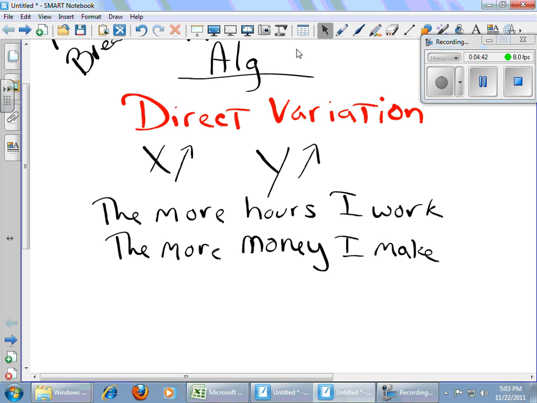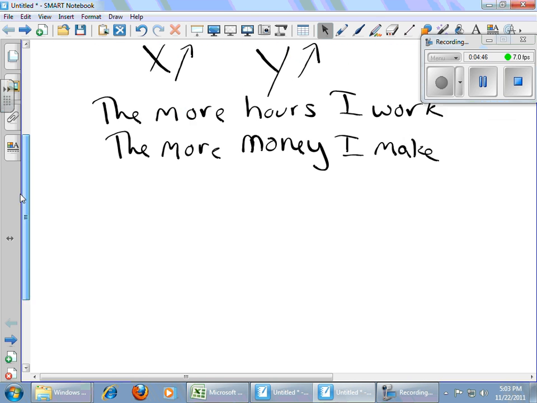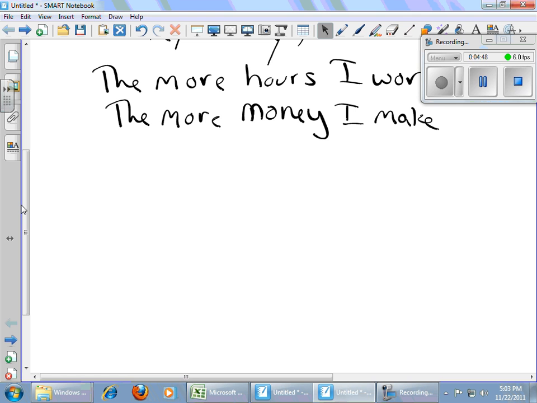Okay? Can you think of some other examples of things that increase as, as one goes up, the other goes up? Let me see here. What about renting some videos? If a number of videos you rent.